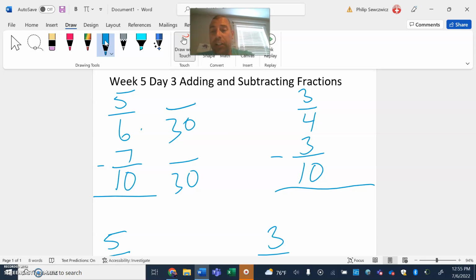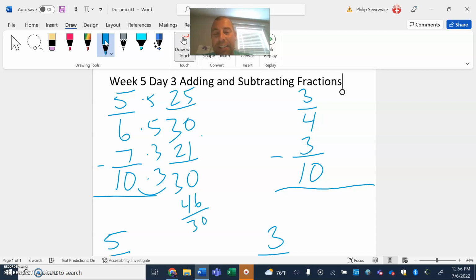So here, you're going to multiply by a 5, because 6 times 5 is 30. So 5 times 5, you should have a 25 up there. Down below, what do you multiply the 10 by to get to the 30? Well, that's a 3. So we need to multiply by 3 up here as well. 7 times 3, there's your 21. Let's add together. 25 plus 21 gives me 46. So 46 thirtieths.